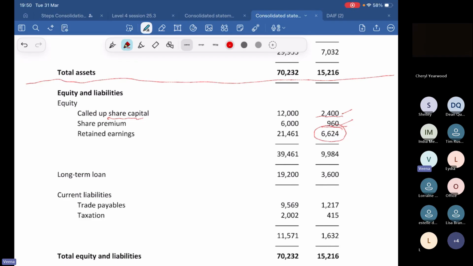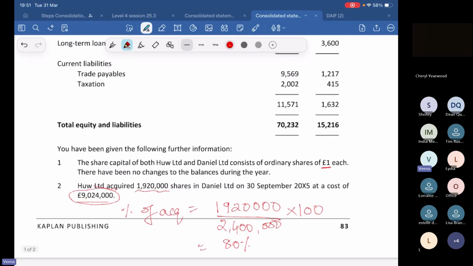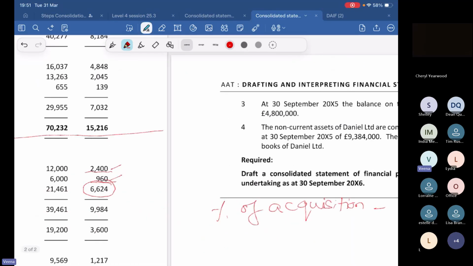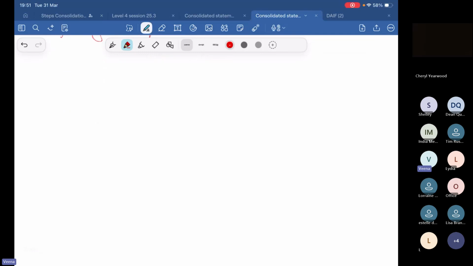Will we be able to finish everything? Okay, let's try our best. Okay, let's do calculation of goodwill.